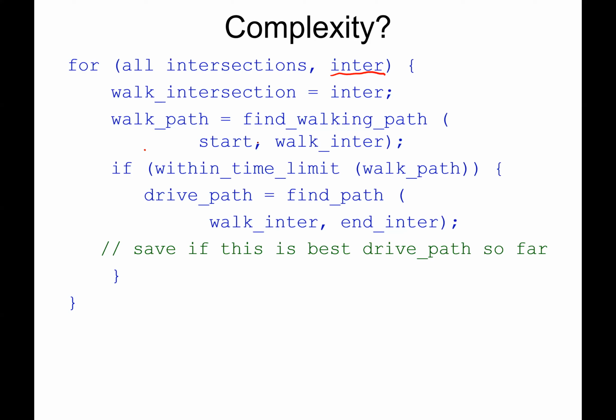And I want to go from my start intersection to this walk intersection. And this walk intersection is just, I'm going to go through every possible walk intersection. So this is going to be first intersection 0, then I'm going to do this again with intersection 1 and so on. So I find a path.